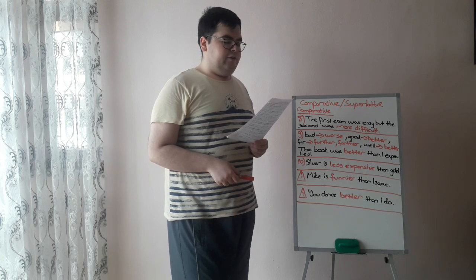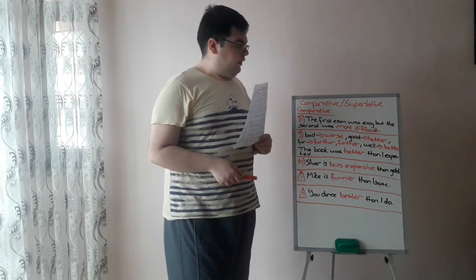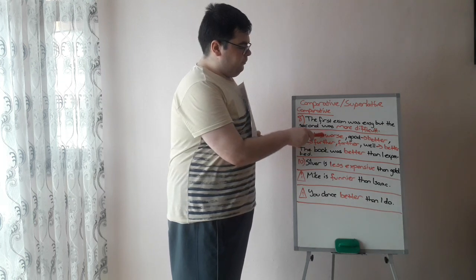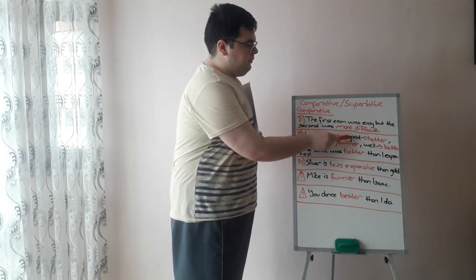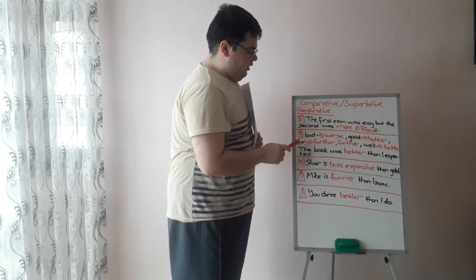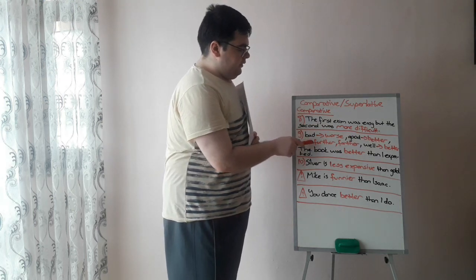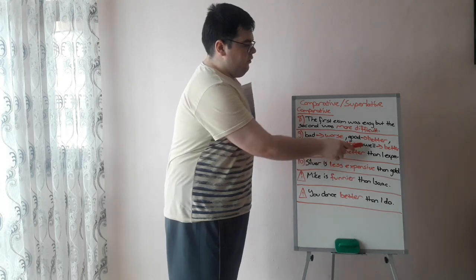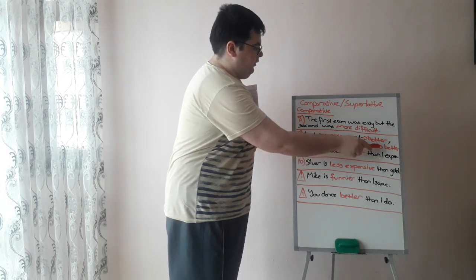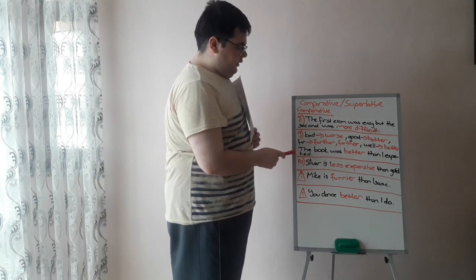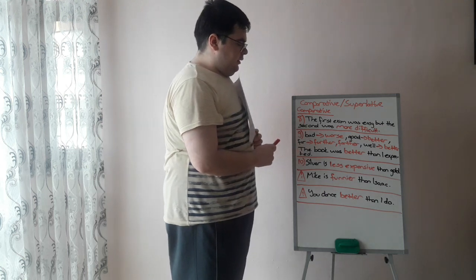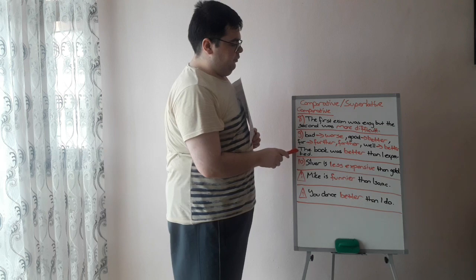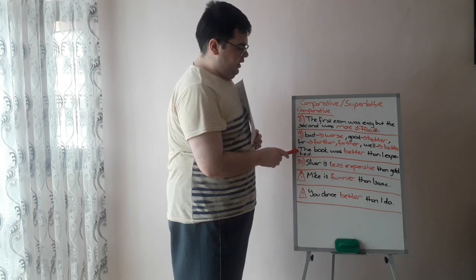Some comparative adjectives are irregular. Let's look at them. Bad becomes worse. Good becomes better. Far becomes further or farther. Well becomes better. Let's look at our example. The book was better than I expected.